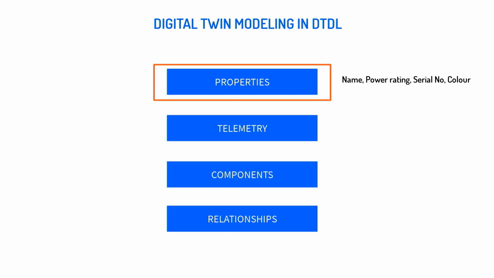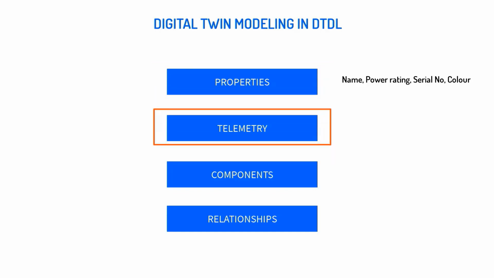And then model telemetry is an event stream representing measurement of physical parameters, and these are normally sensor readings like motor temperature, vibration, and motor current. However, telemetry is not stored on the digital twin.